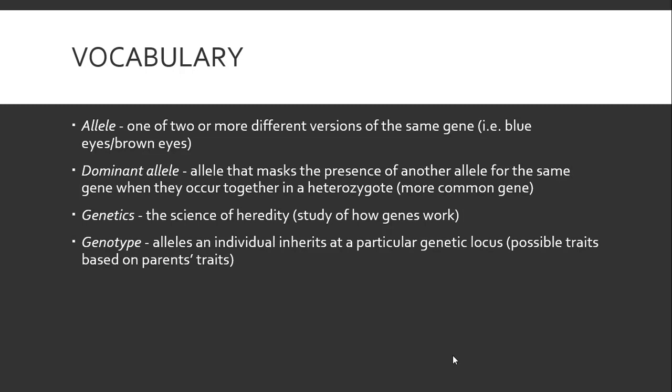Genetics is the study of heredity and just tells us how genes work. Genotype is the alleles an individual inherits at a particular genetic locus. So these are the possible traits based on the parents' traits. So if dad has brown eyes and mom has blue eyes, these are the possibilities of what you could get.